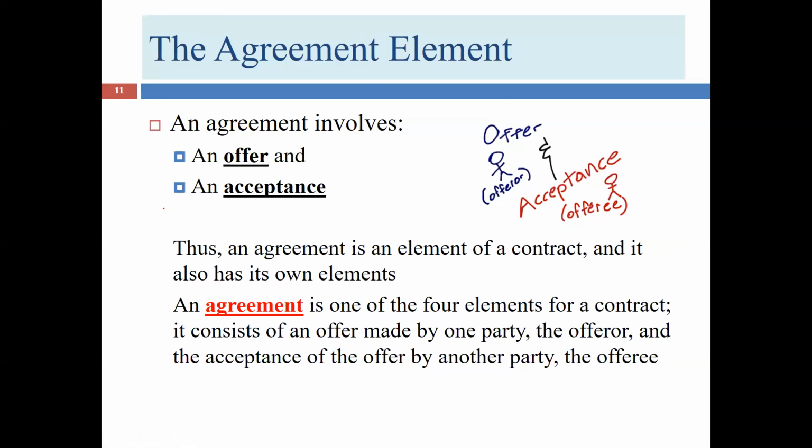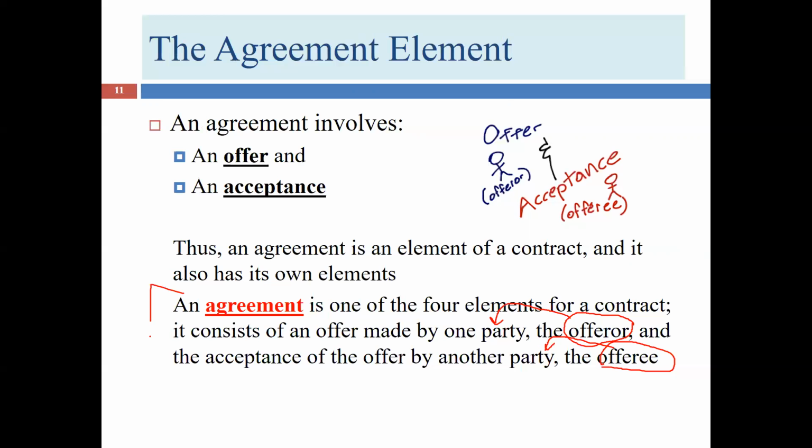Okay, so we've talked about the idea of an agreement, or we haven't yet, but we're about to talk about the idea of an agreement. What is an agreement? An agreement is one of the 4 elements of a contract. Okay, we already know that. It consists of an offer made by one party, the offeror, that's the name of the person making the offer, and the acceptance of the offer by another party, the offeree. That's the person who receives the offer.